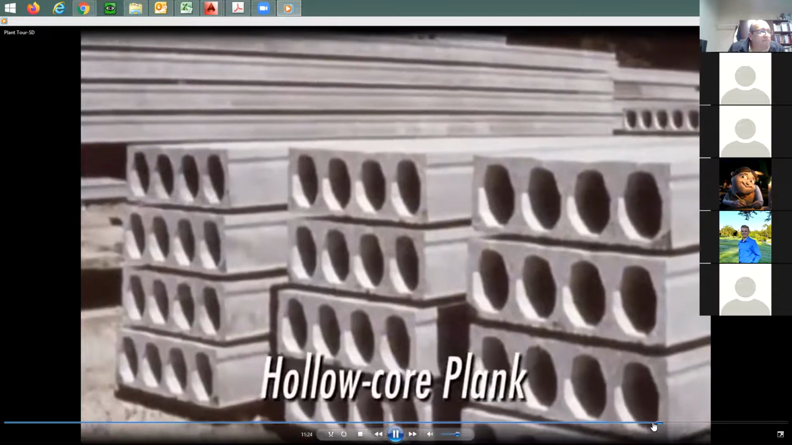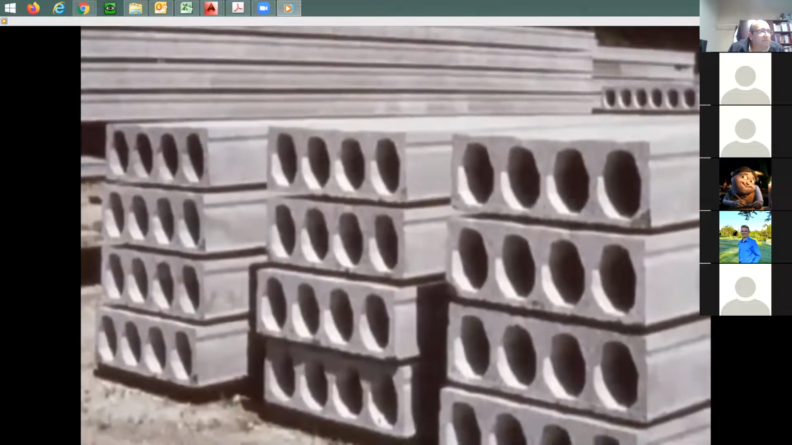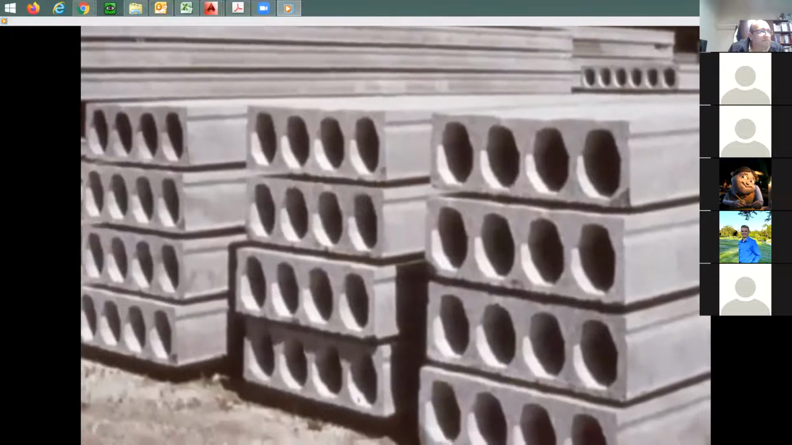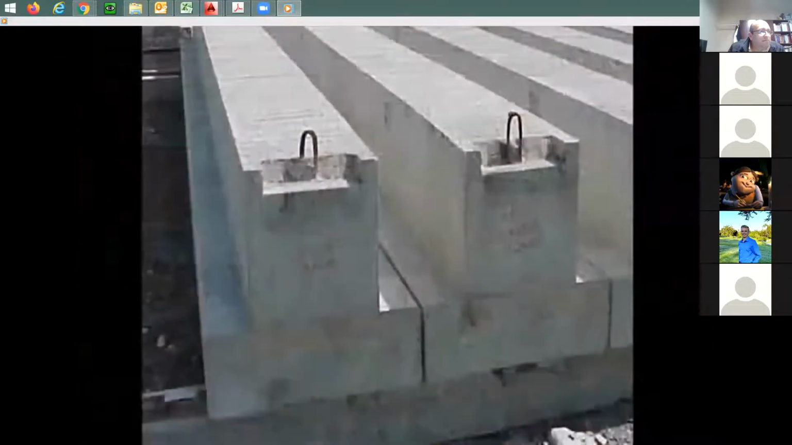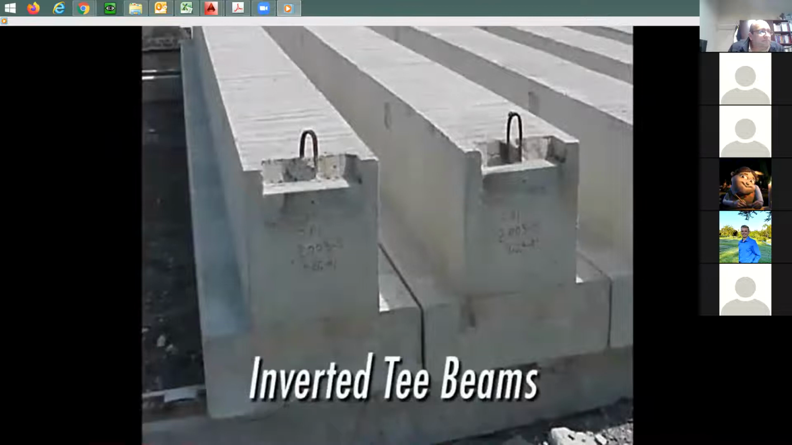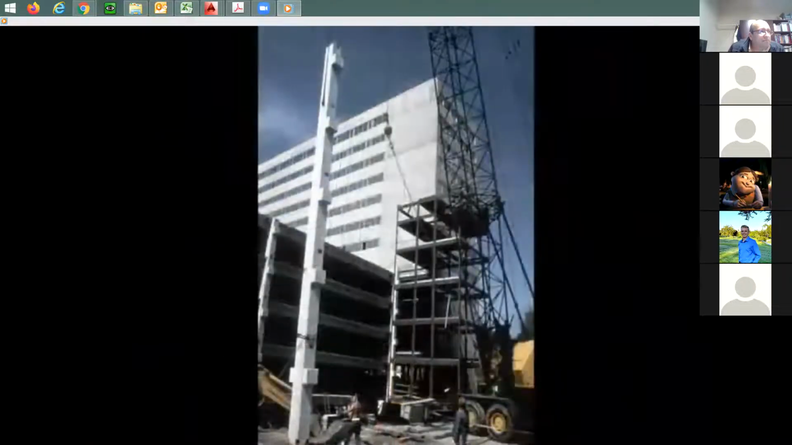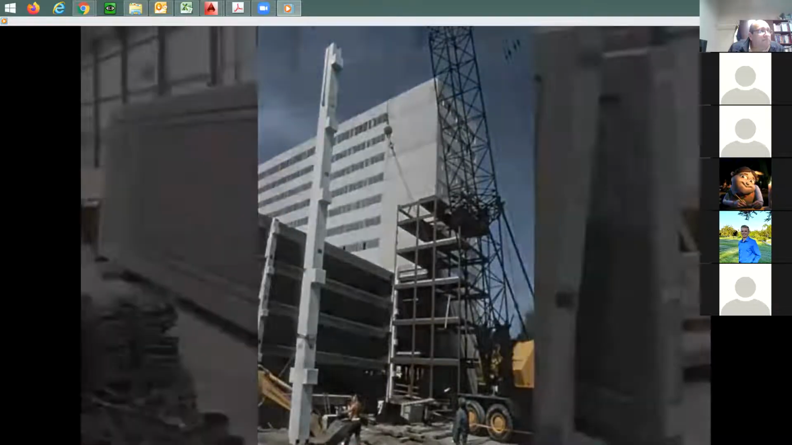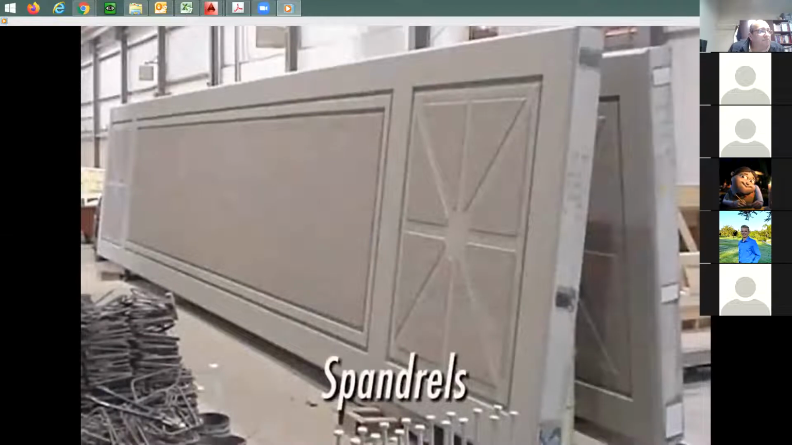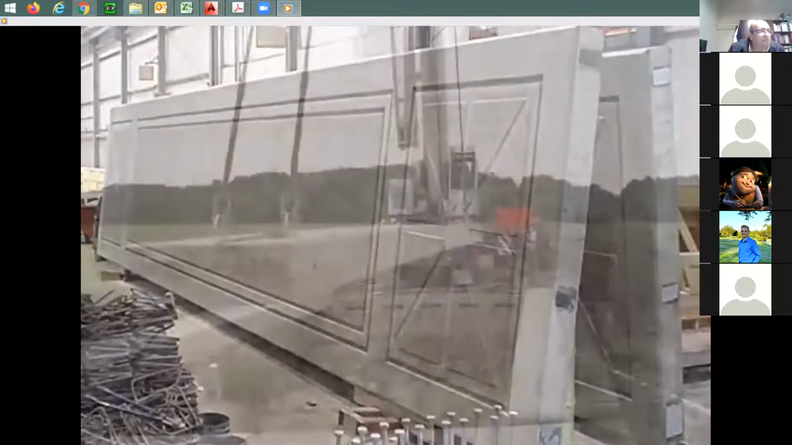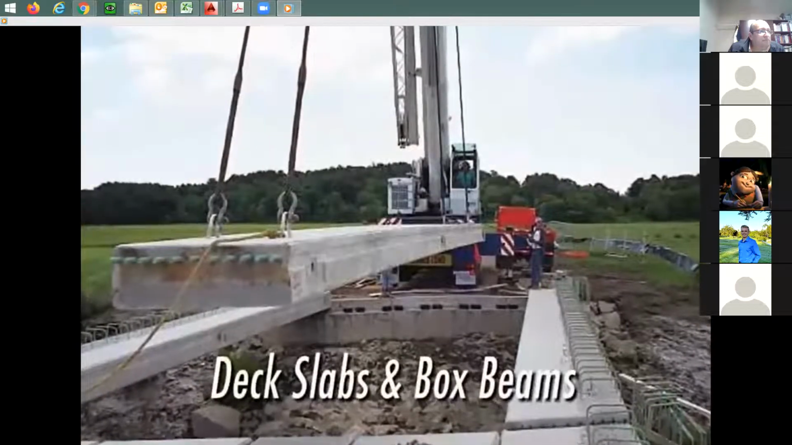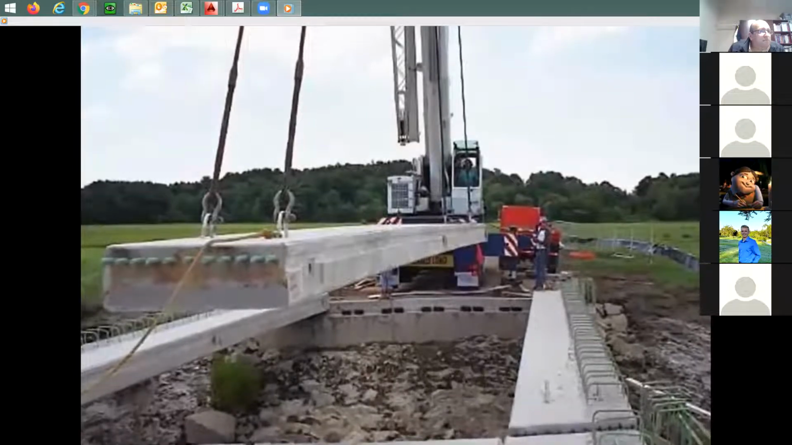Hollow core plank, which are used for floor and roof components in multifamily housing, schools, hotels, and many other buildings. Inverted T-beams, which can be used in any total precast concrete build system. Columns, which are cast horizontally and then rotated in the air at the job site. They are often designed as pre-stressed components. Architectural spandrels used in office buildings and parking structures can be made using the pre-stressing process. Deck slabs and box beams, which are used primarily in short span bridge construction.